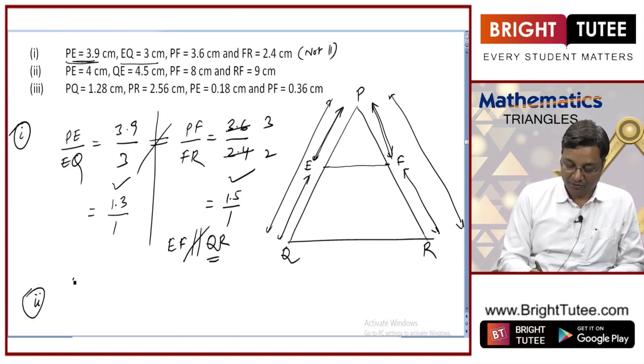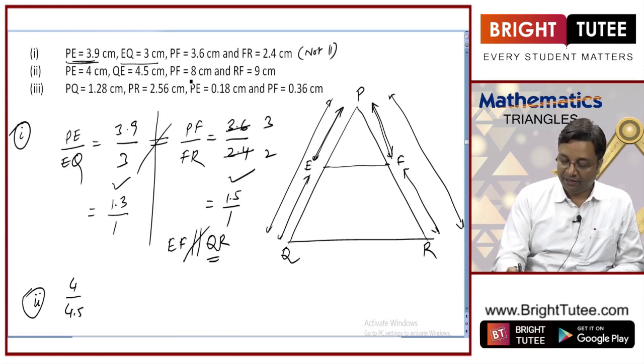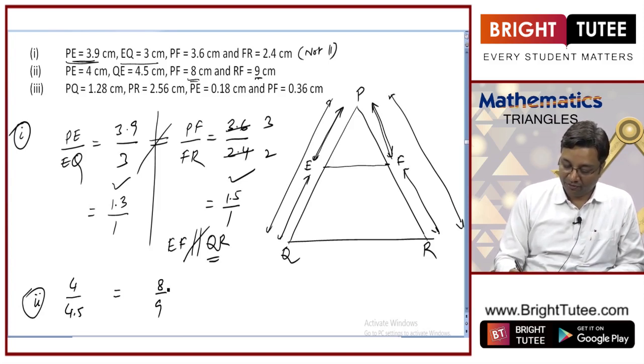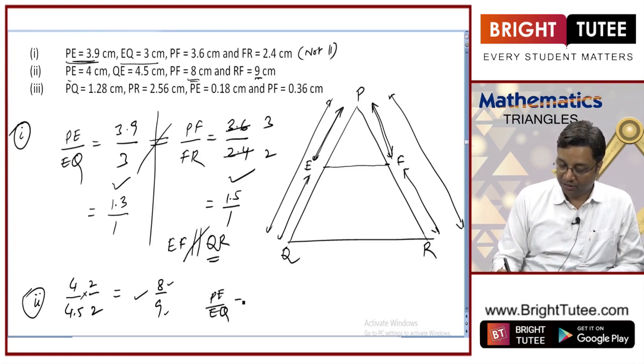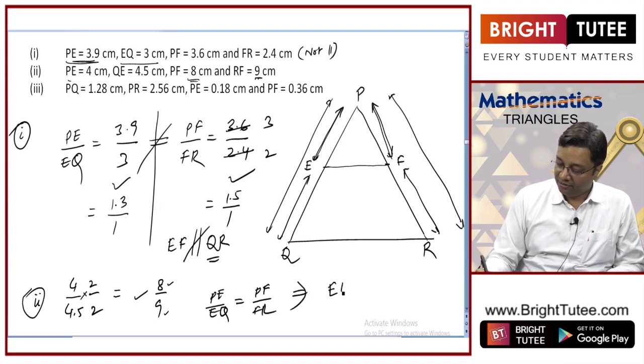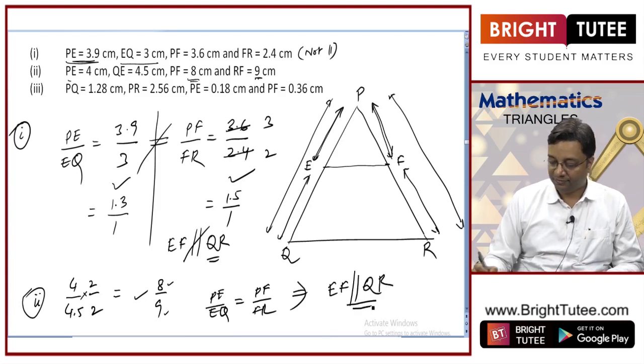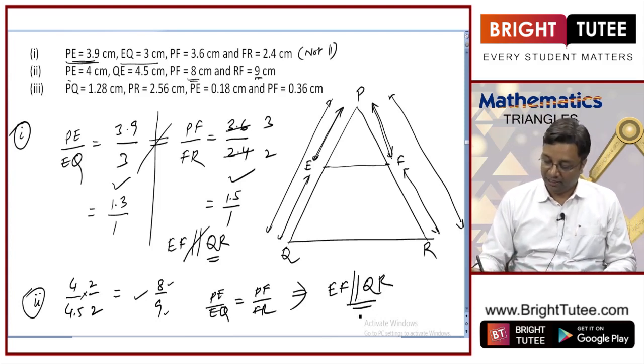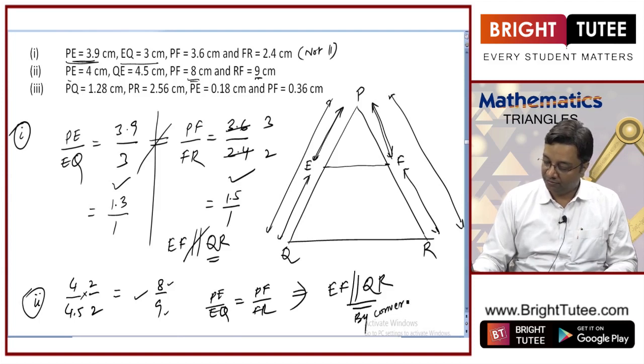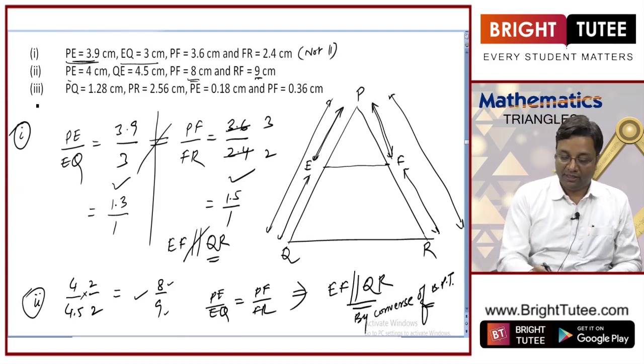Look at this second one, PE and QE. So, 4 by 4.5, PF and RF 8 by 9. So, these two are equal, right. 4 by 4.5 is equal to 8 by 9, because if you multiply this by 2, it will give you the same ratio. So, in this case these ratios are equal, PE by EQ is equal to PF by FR, hence EF is parallel to QR, right. Why? By converse of basic proportionality theorem. Okay. Look at the third one here.